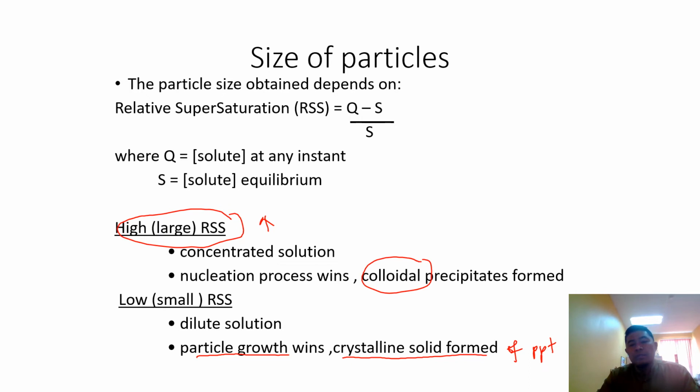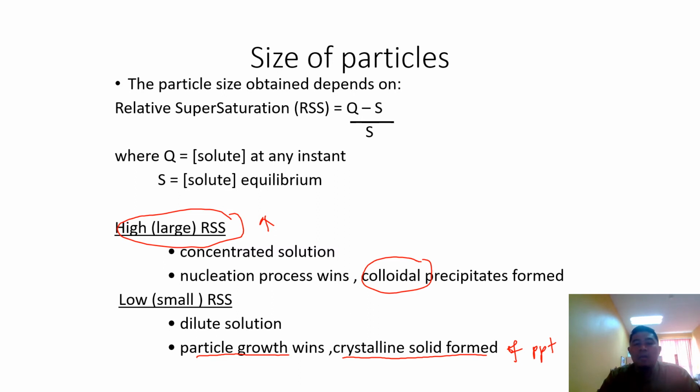Normally the question asks you about what happens if the RSS value is very high, what happens to your precipitate? So if there is a high or large amount of RSS, it's a very concentrated solution, and then the nucleation process wins. Nanti kita akan tengok nucleation process tu apa. And then the product or the precipitate that is produced is in colloidal suspension.